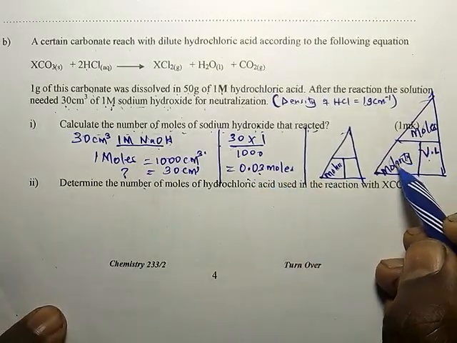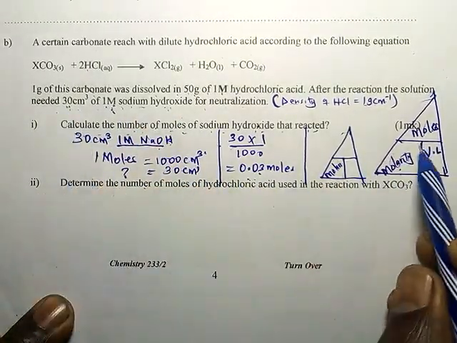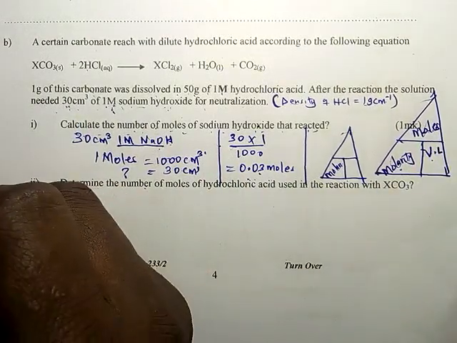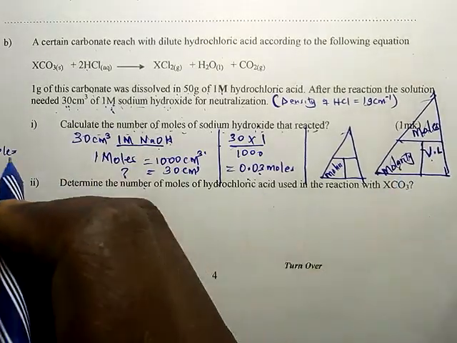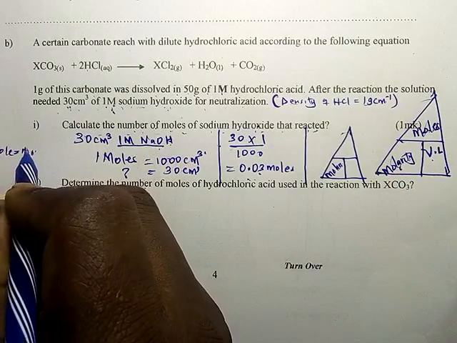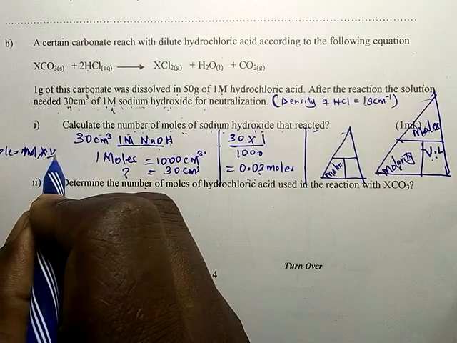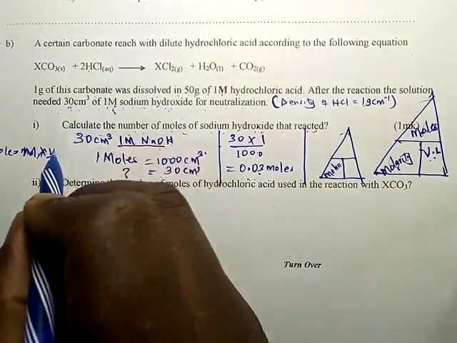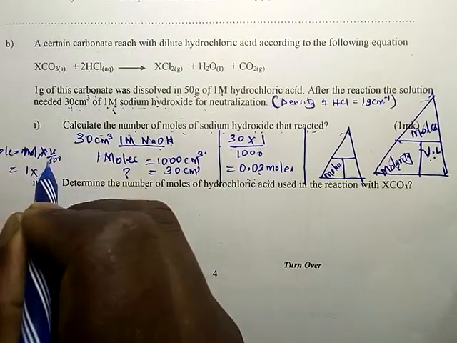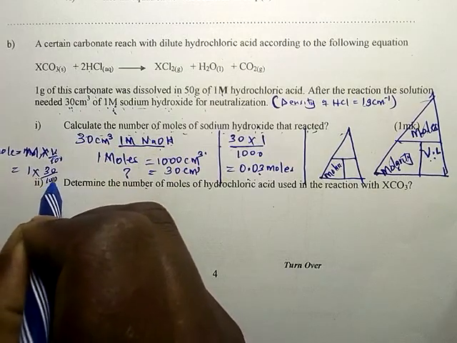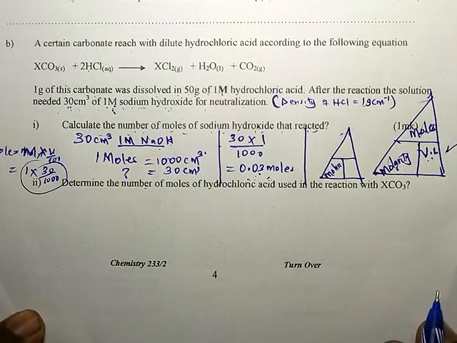How? So we have the molarity of sodium hydroxide, which is 1. We have the volume, it is 30, and then we want moles. So we write moles equal to molarity, let me use M, times volume in liters. The volume must be in liters, so it is in centimeters cube, we convert to liters by dividing by 1,000. So it will be 1 times the volume, which is 30, divided by 1,000. This one will give you 0.03. So you can as well use this triangle. It is important.